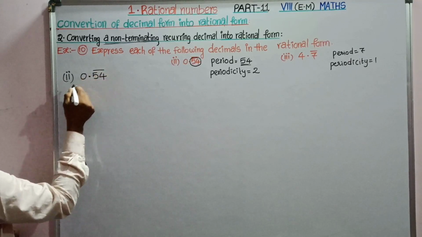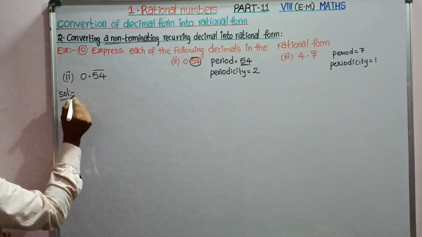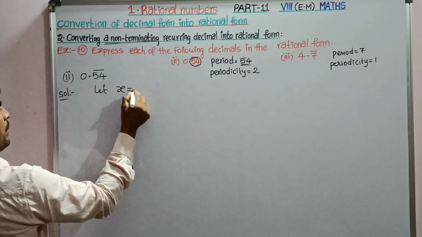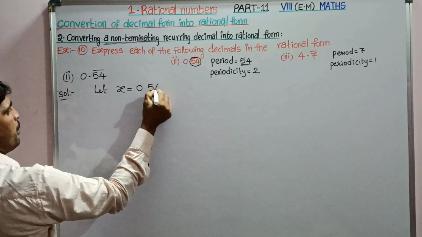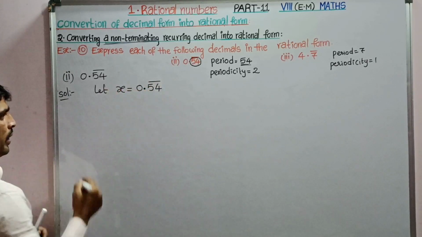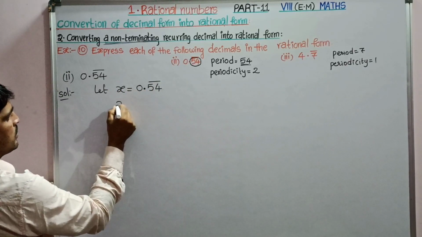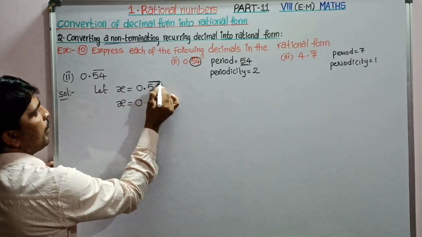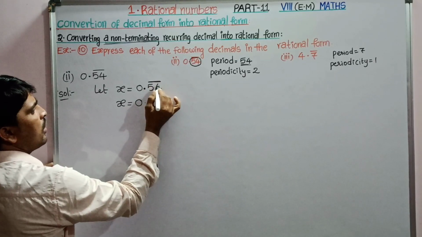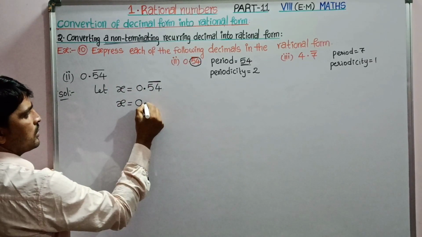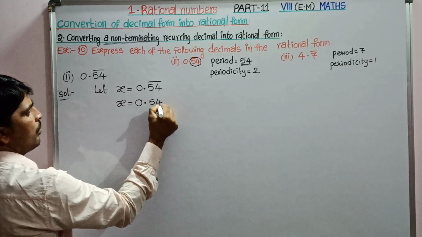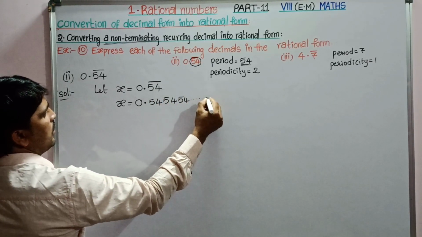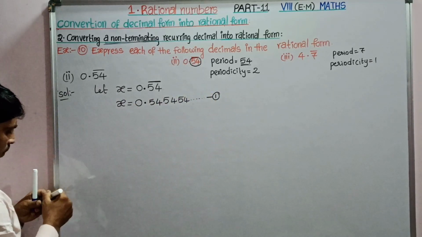0.54 bar. Let us suppose the given number be x, that is x equal to 0.54 bar. Bar means the digits under the bar are recurring in the decimal part. That is 0.545454 and so on. Let it be equation 1.